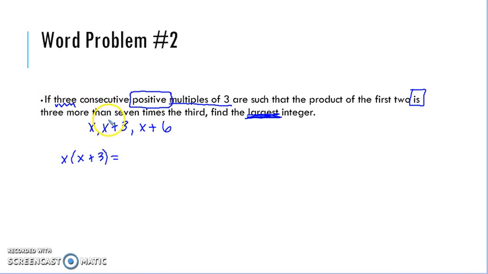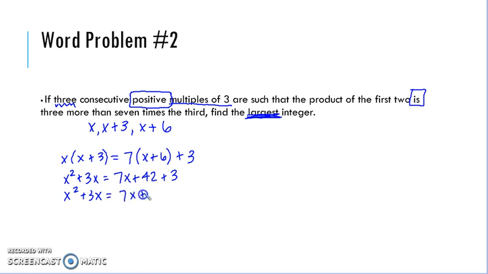And on the right side, 3 more than 7 times the third. So my third is x plus 6, so 7 times x plus 6 plus 3. And now I want to solve. So I'm going to distribute my x, get x squared plus 3x, distribute my 7, 7x plus 42, and go ahead and combine to get x squared plus 3x equals 7x plus 45.